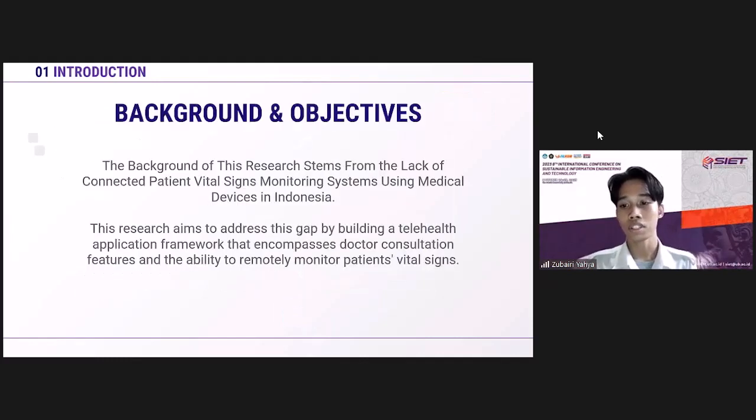The background of this research is rooted in the lack of a connected patient vital signs monitoring system through medical devices in Indonesia. While teleconsultation systems exist, there's a gap in the infrastructure preventing real-time remote monitoring of patient vital signs. Our research aims to bridge this gap by constructing a telehealth application framework that not only facilitates remote doctor consultation, but also enables real-time monitoring of patient vital signs from a distance.